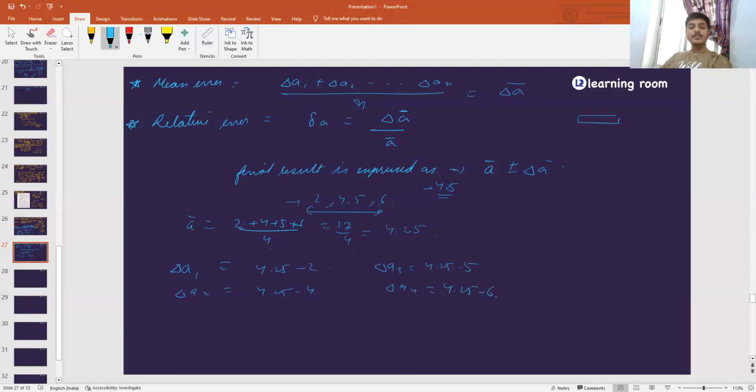4.25 minus 6. First value is 2.25, second value is 0.25, third value is 1.25 minus 1.25, and fourth value is minus 2.25, right? Everyone? Okay. Now what you have to find?